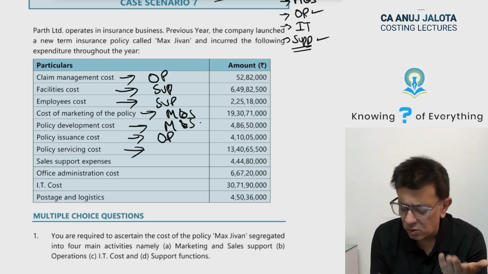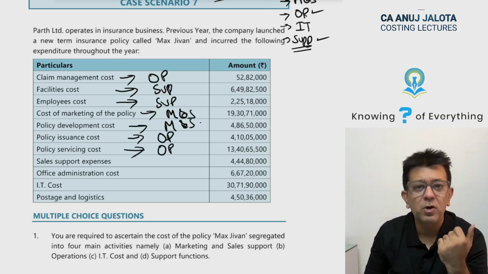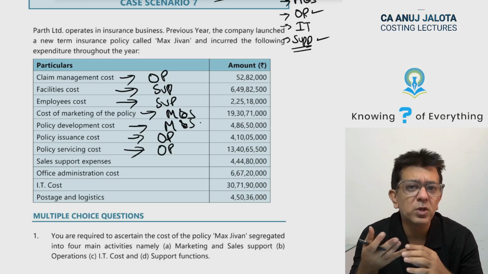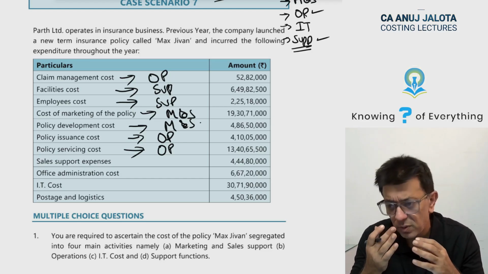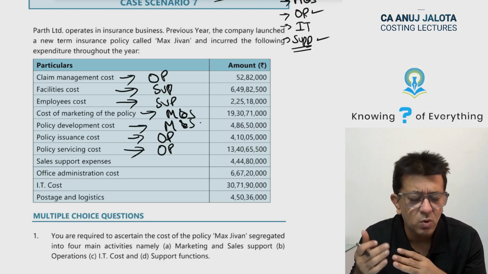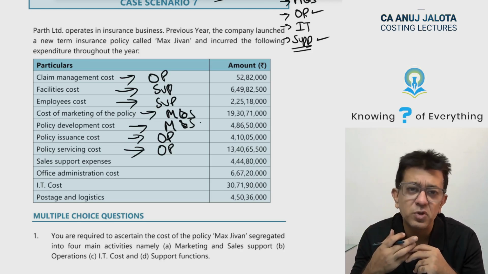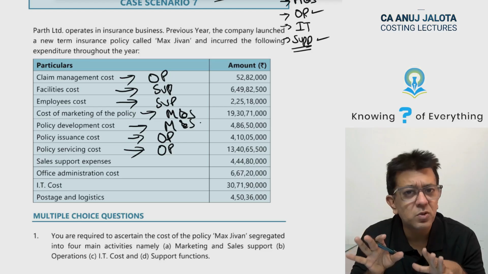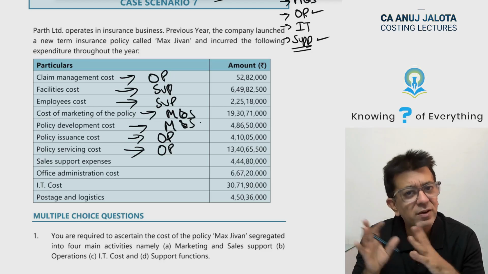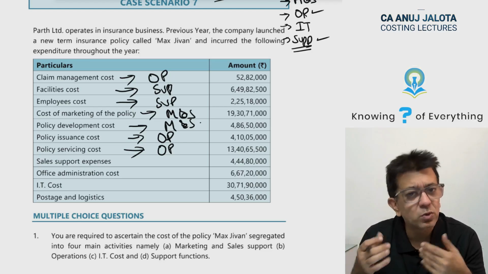Policy servicing cost. I didn't say it directly, but they should be part of the operations only. Why? What do you mean by policy servicing cost? Like, every month or once in a quarter or something, I do get a call from HDFC Life. Sir, are all the things okay in your policy? Do you have some queries with you? If I have some queries, those guys will answer.